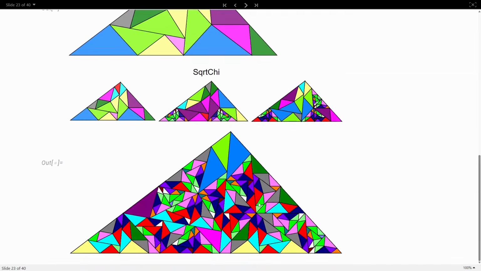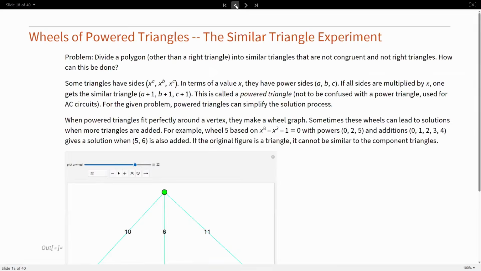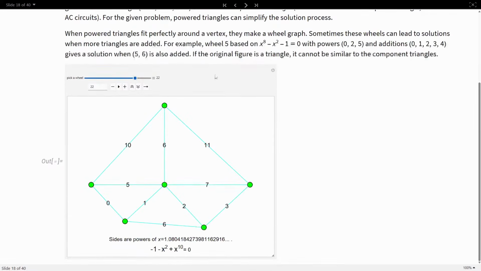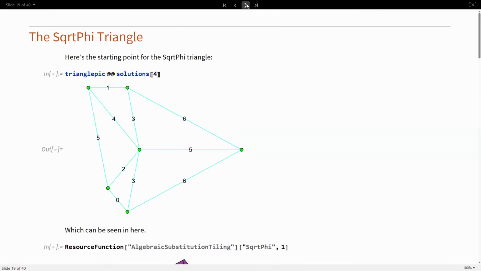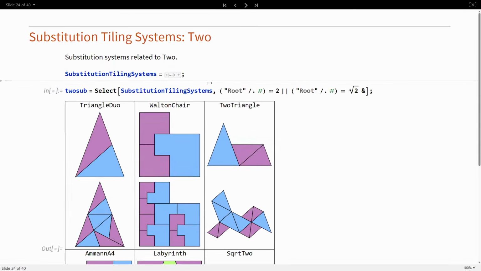And here's a few iterations of that. So I basically went in with this experiment back here. How can you surround a point with similar triangles? I found some weird solutions that apparently weren't known to anybody, and I came up with 5 new tiling systems that no one had seen before.